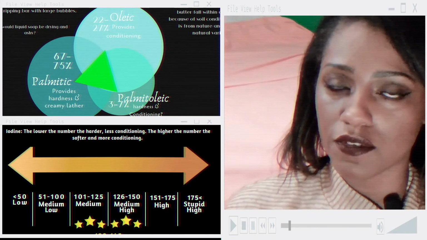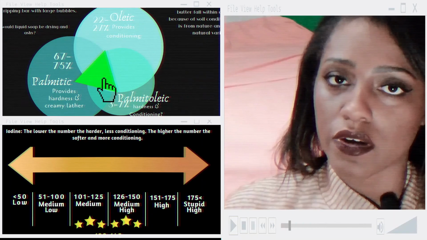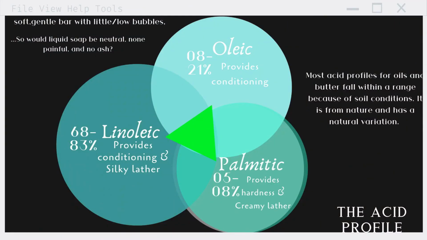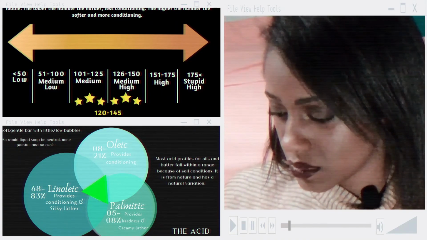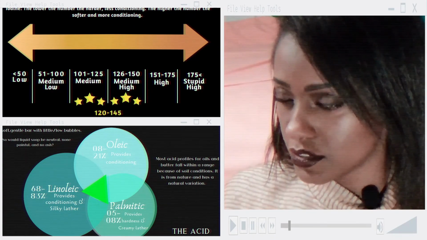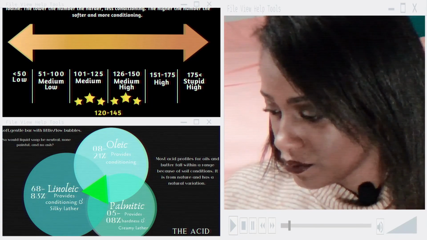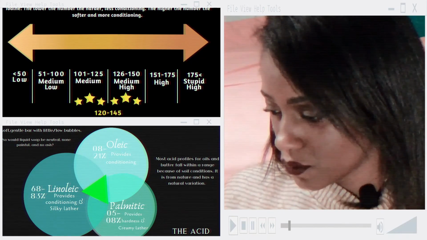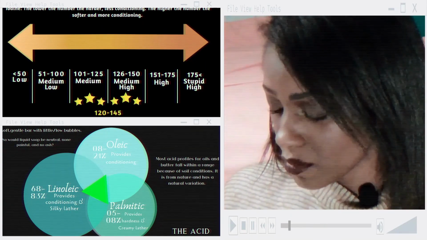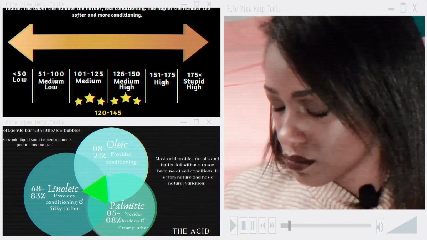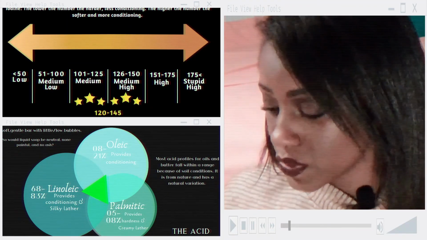Safflower is in the middle of the overall range, so I would expect it to be somewhere in the middle between conditioning and not conditioning. Its acid profile is 68 to 83% linoleic, followed by oleic and then palmitic acids, with oleic having anywhere between 8% to 21%, and palmitic having anywhere between 5% and 8%. So I expect it to be very conditioning, because there are two conditioning acids to it.